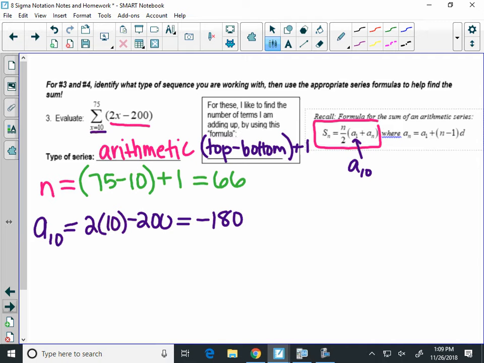Now I just need to find the last term I'm adding up, which is a sub n. And what term is that? A sub 75, right? We're going up through the 75th term. So now we put 75 in for x. So 2 times 75 minus 200.